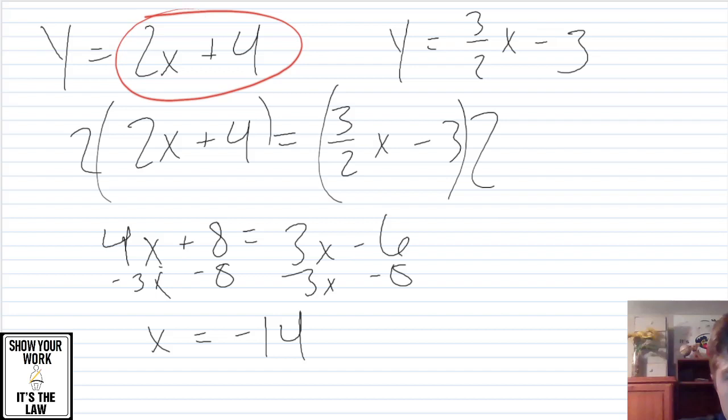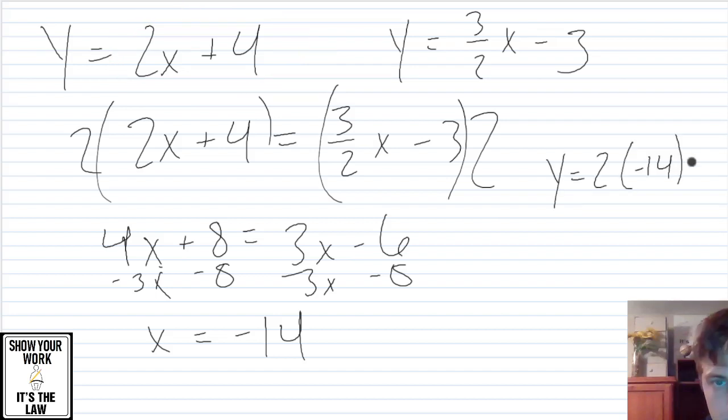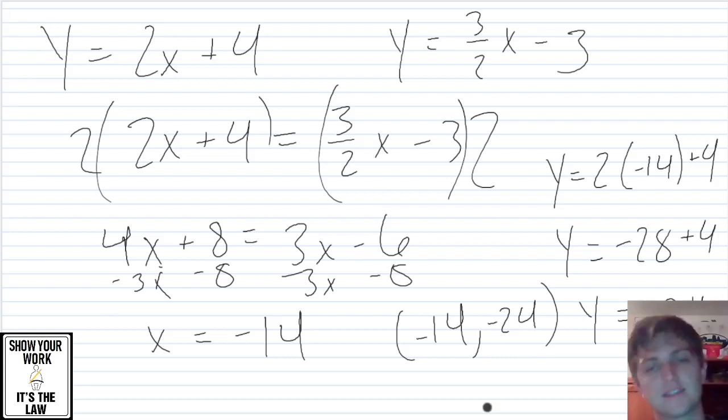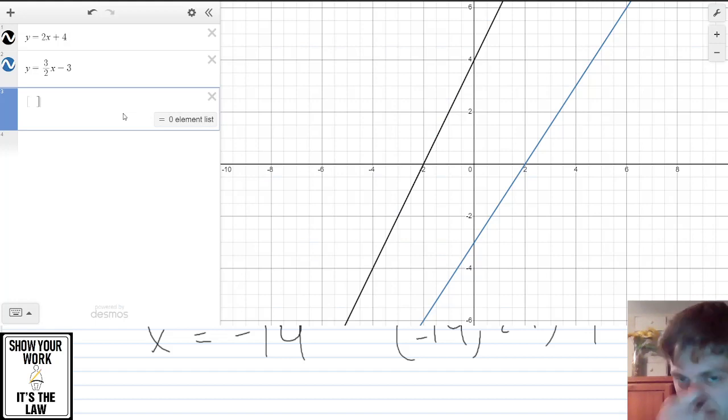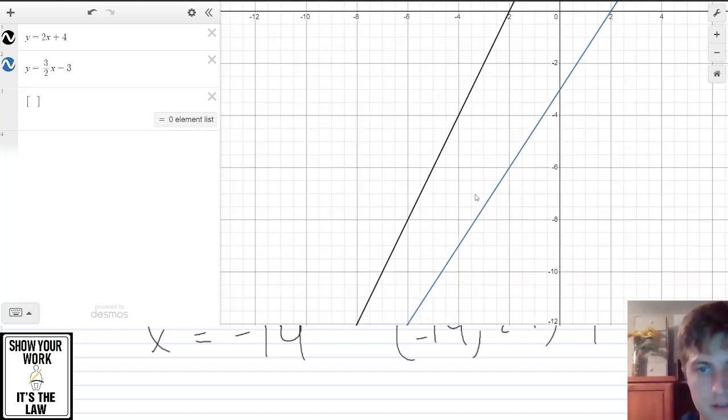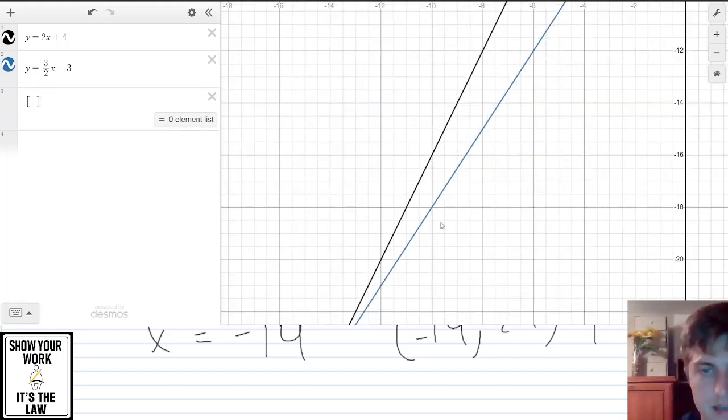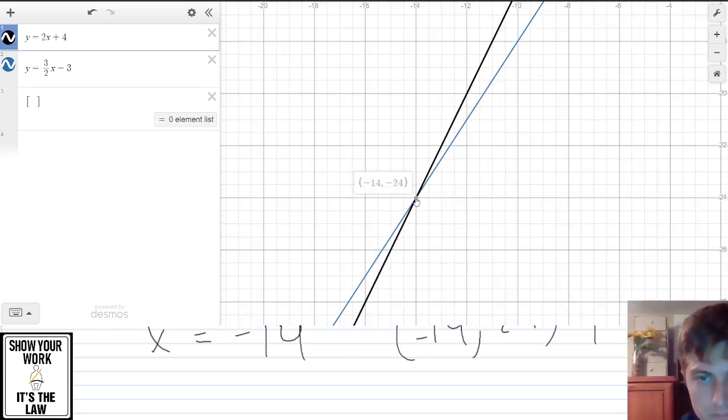If x equals negative 14, we can plug it back in up here. Y equals 2 times negative 14 plus 4. Y equals negative 28 plus 4. Y equals negative 24. So that means our x coordinate is negative 14, our y coordinate is negative 24. And remember, that's the intersection of our two lines. If we go back to our graph, we'll see that our graph is meeting at negative 14, negative 24.